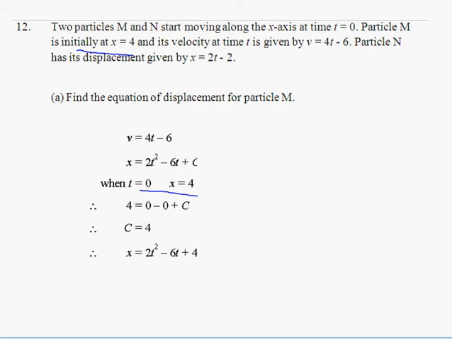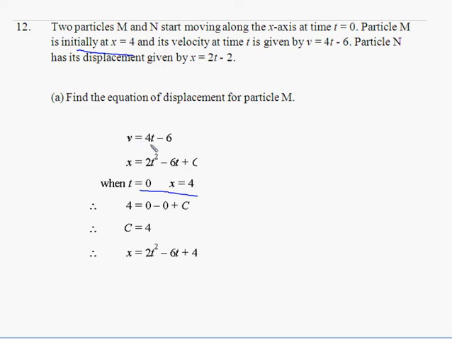So in this one, we've got two particles moving along the x-axis. At t equals 0, we've got a particle m initially at x equals 4, and its velocity is given as 4t minus 6. The second one has a displacement of x equals 2t minus 2. So find the equation of displacement for the particle m.